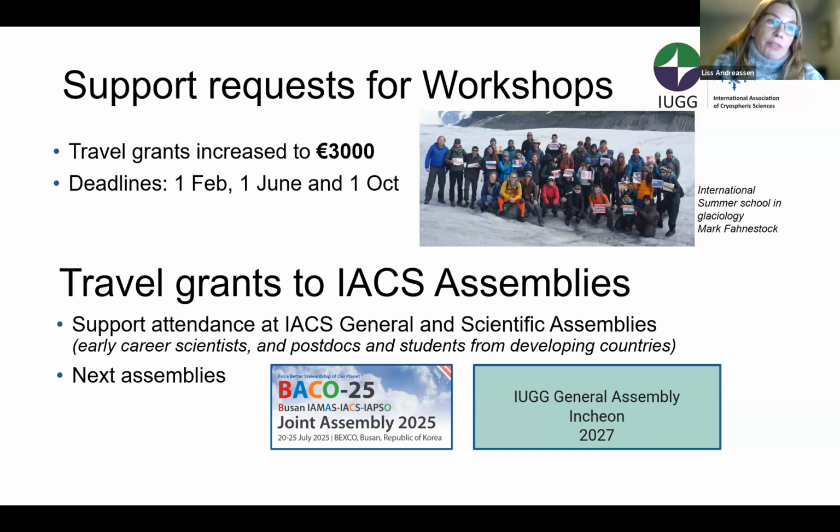We also have travel grants to IACS assemblies, which are held every 2nd year. This year we had the IUGG General Assembly in Berlin. The next assembly will be a joint assembly in Busan in Korea in 2025, and there will also be an IUGG General Assembly in Incheon, also in Korea, in 2027. When that time approaches, we will make calls so people can apply for support for attendance.